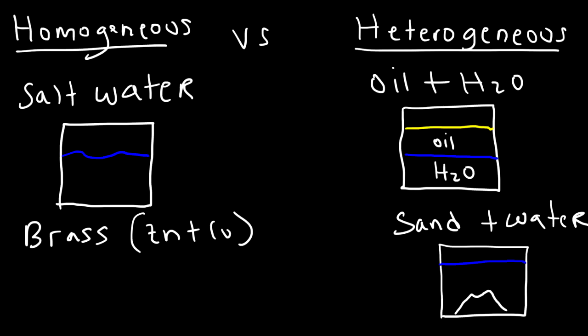Now, what about air? Is air a homogeneous mixture or a heterogeneous mixture? Air is a homogeneous mixture. You don't see visible parts in air. You don't see red air or blue air. It's just air. It's uniform in composition. Air contains nitrogen gas, oxygen gas, argon gas, water vapor, carbon dioxide, and all of these gases are distributed throughout air uniformly. So air is a homogeneous mixture.